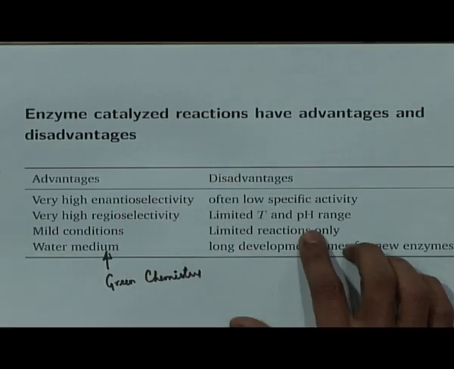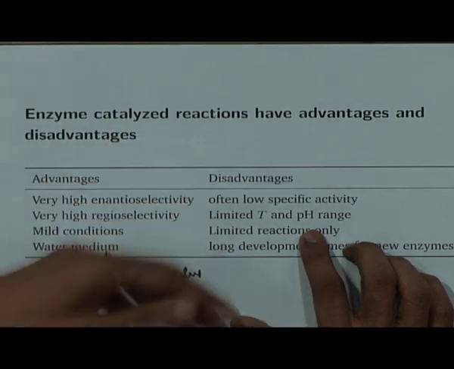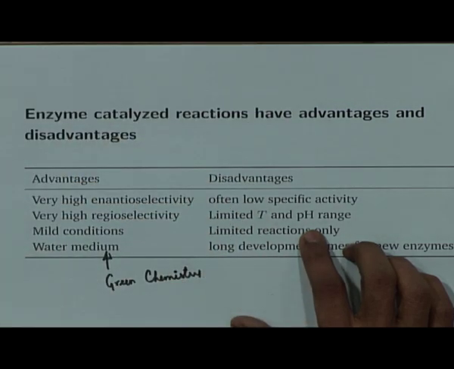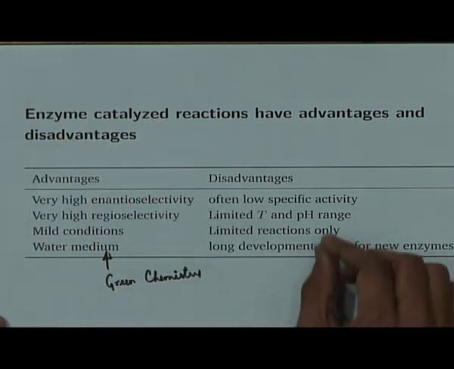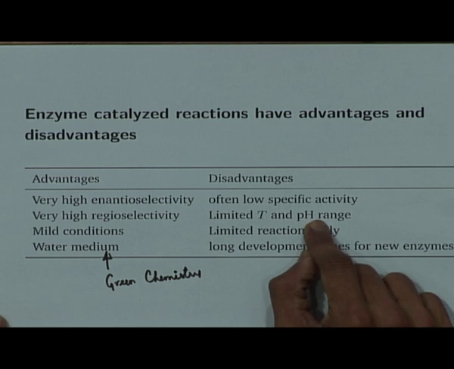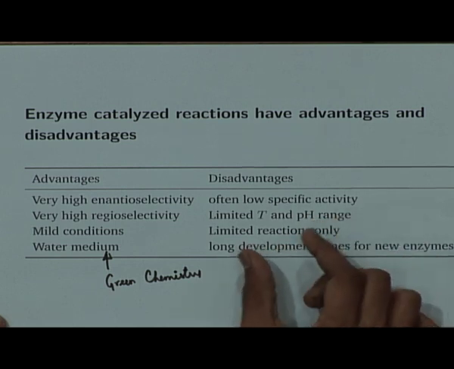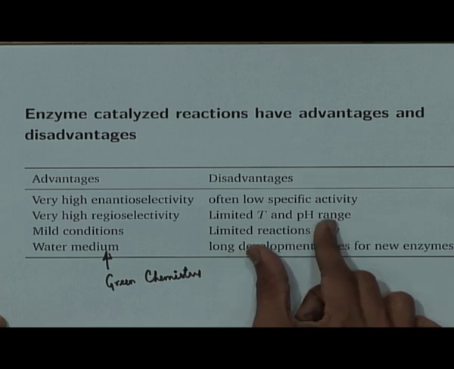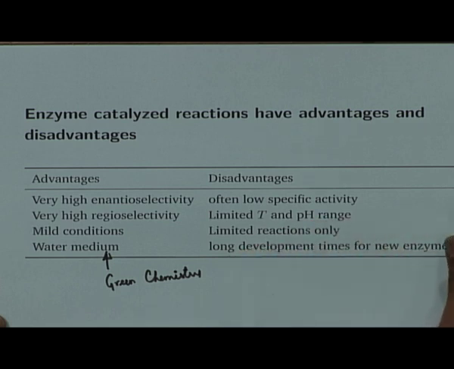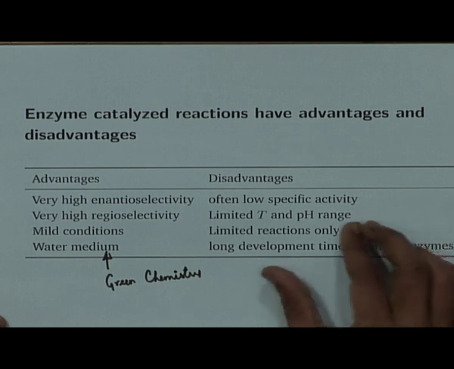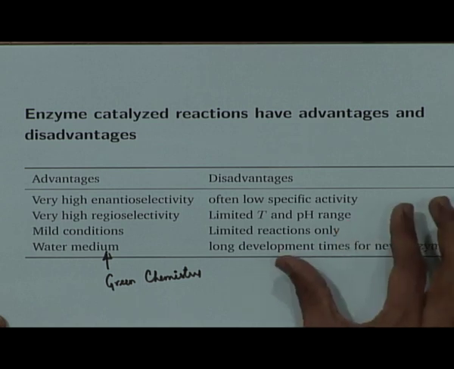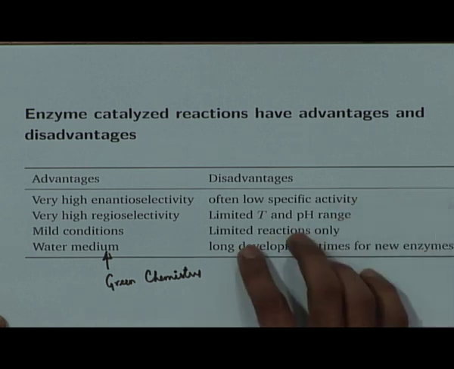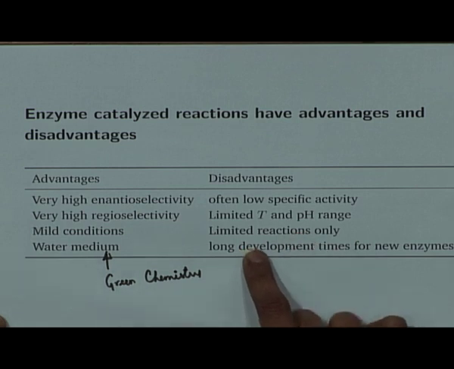Similarly, the amino acids contain groups which have either basic or acidic side groups, and they have a specific range of pH over which they act. So this limited temperature and pH range of activity, when you go into an industrial setting, becomes a disadvantage, although normally it is an advantage.